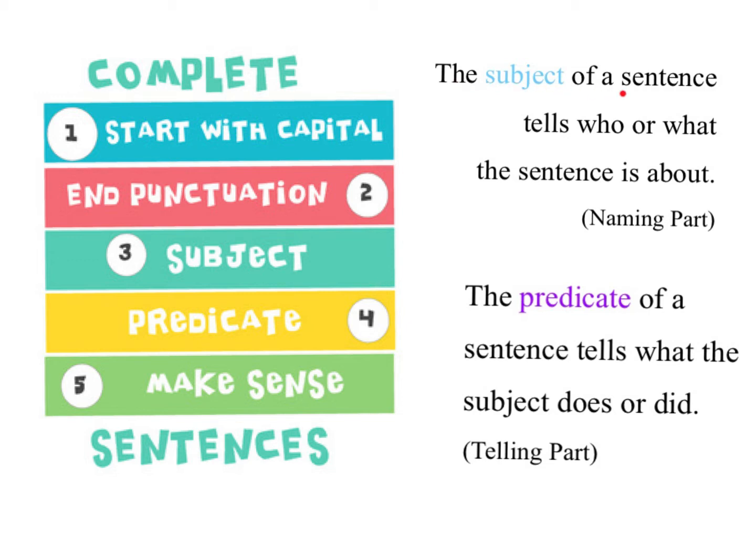The subject of a sentence tells who or what the sentence is about. It's the naming part of our sentence. The predicate of a sentence tells what the subject does or did. So it's the telling part. So our subject is the naming part and our predicate is the telling part.